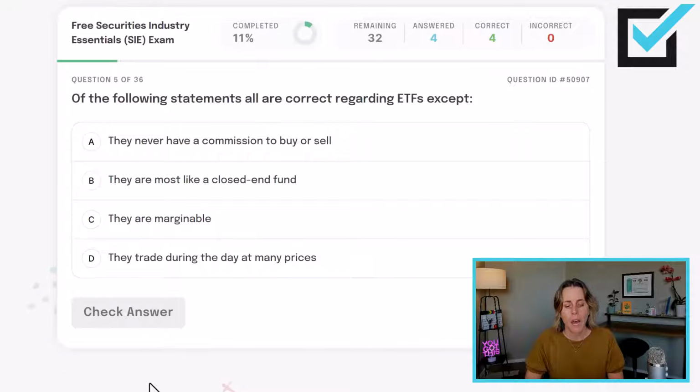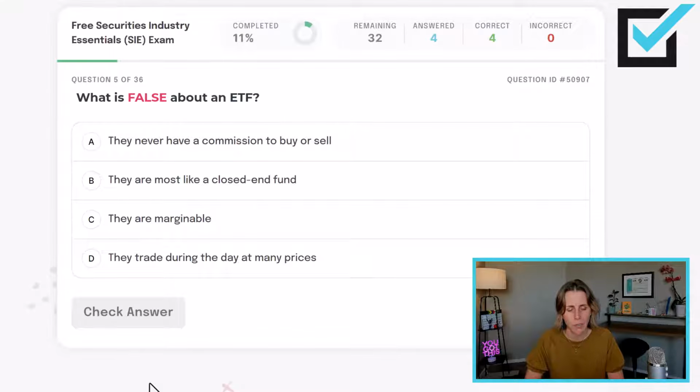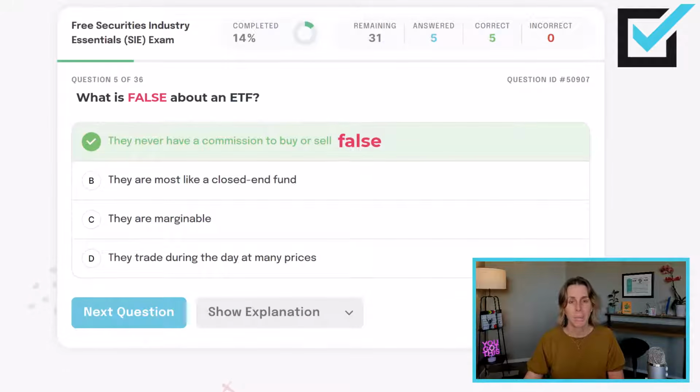Of the following statements, all are correct regarding ETFs except. So an ETF is an exchange-traded fund. I always suggest you reword the question into English without the except. So we're looking for what is false about an exchange-traded fund. They never have a commission to buy or sell. That's false, but let's check to make sure the other three are true. Good advice for the exam, never pick the first right answer. They are most likely a closed-end fund. They are marginable and they trade during the day at many prices. All true. So the only one of these that is false is they never have a commission to buy or sell. That is right because it's wrong.